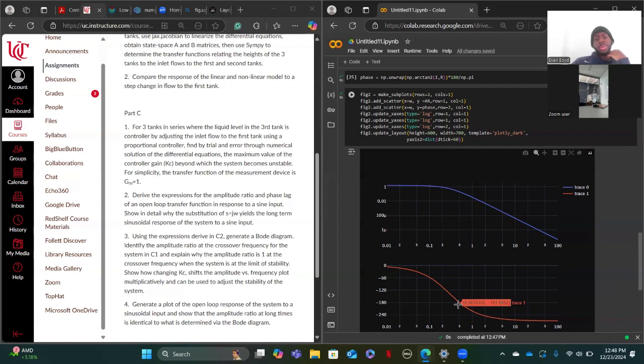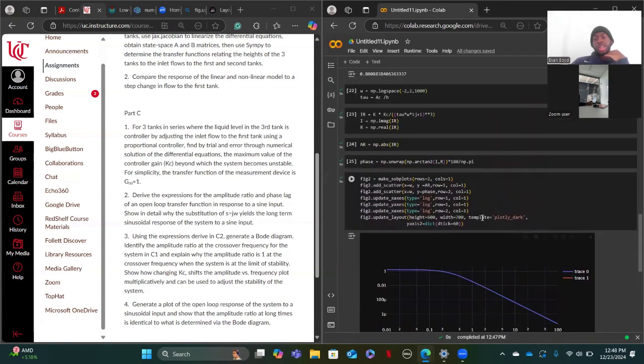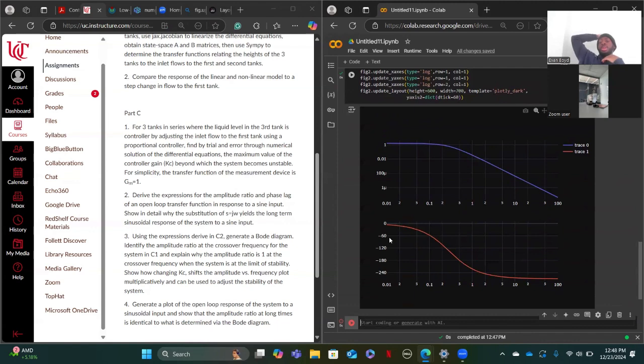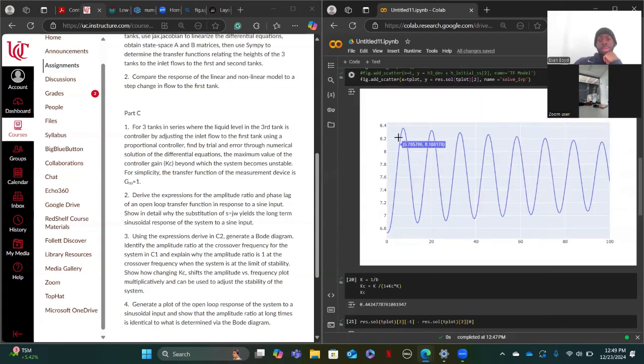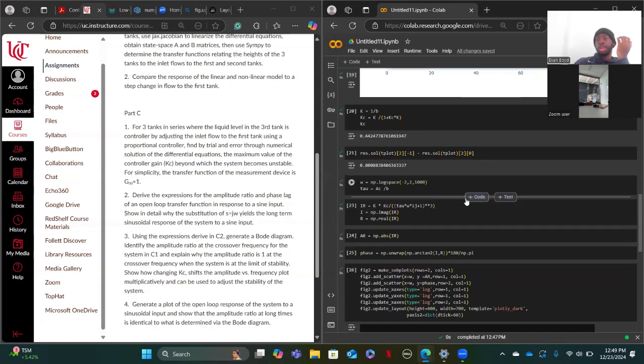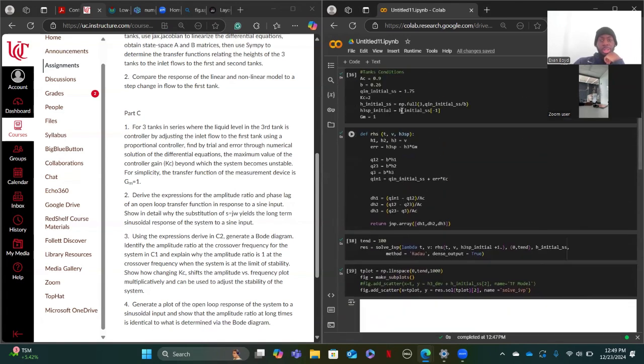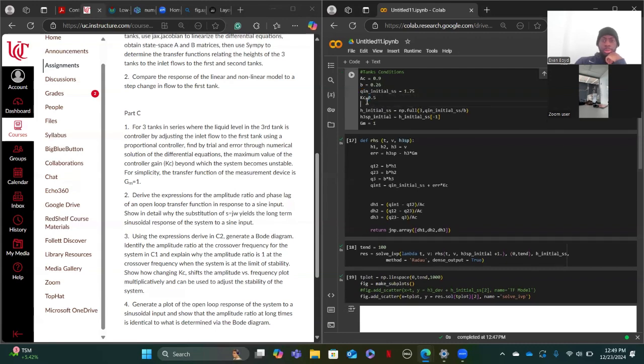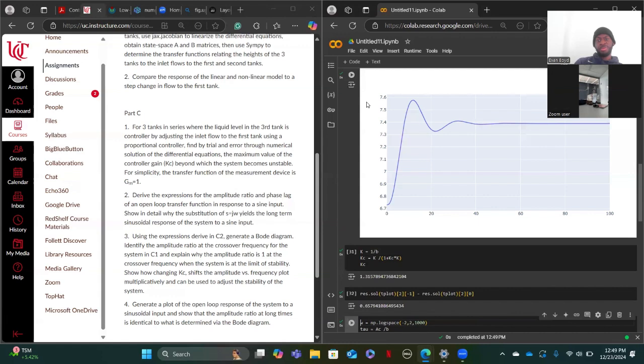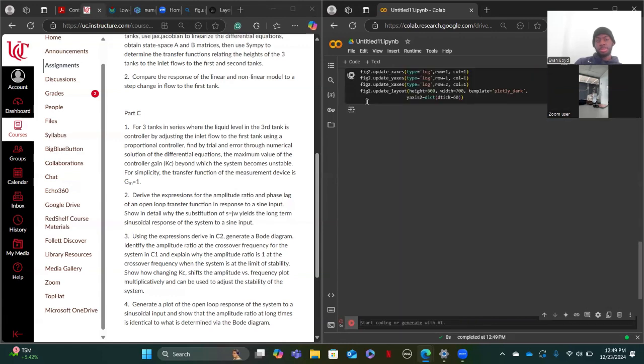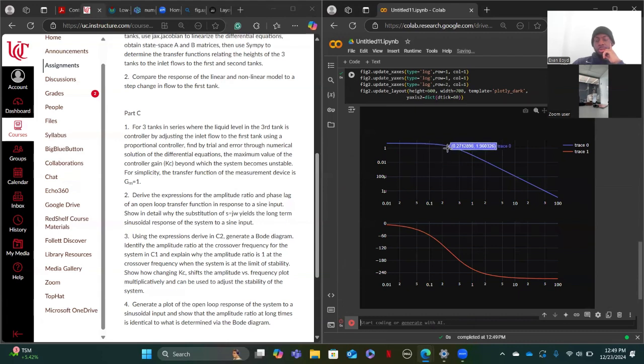Now, show how changing KC shifts the amplitude versus frequency plot. KC is basically for determining how much we can change the controller before it explodes. Because we're trying to make it stable, and the more we increase it, the more likely it is to explode. Right now I have it at 2, and our controller's basically exploded. If we decrease it to 0.5, we have stability in our graph.